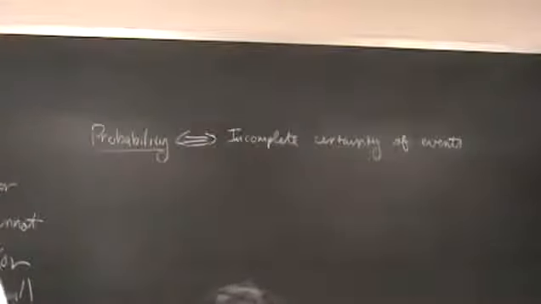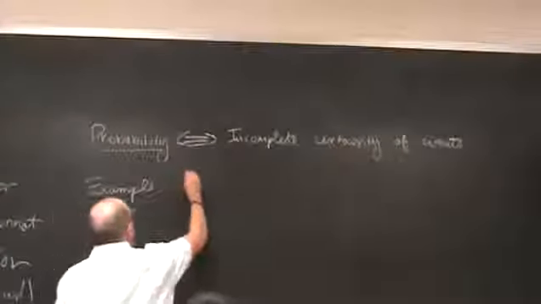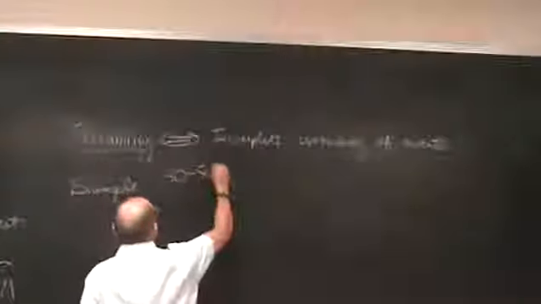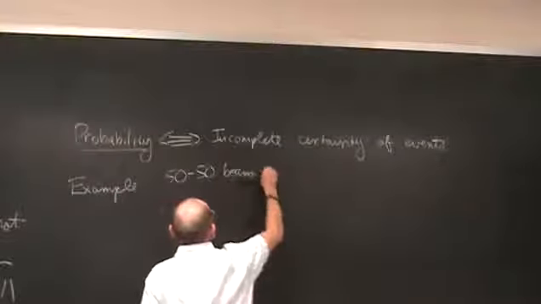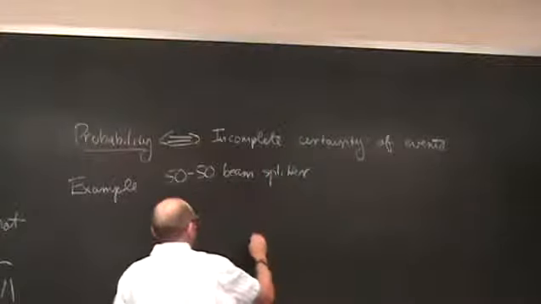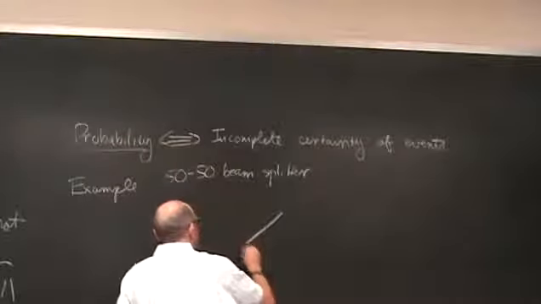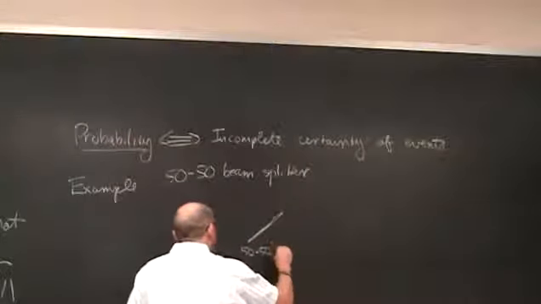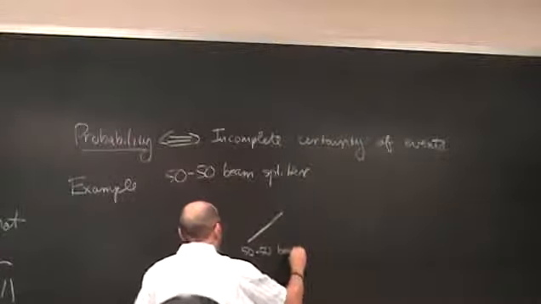So, for example, suppose I have a 50-50 beam splitter. So here is what, back in the old days, was called a half-silvered mirror.